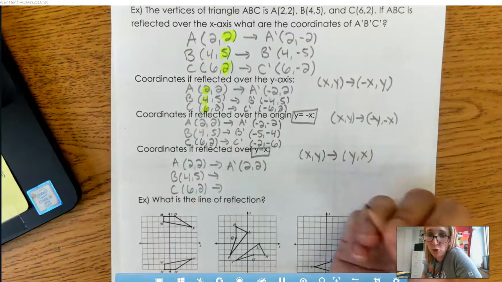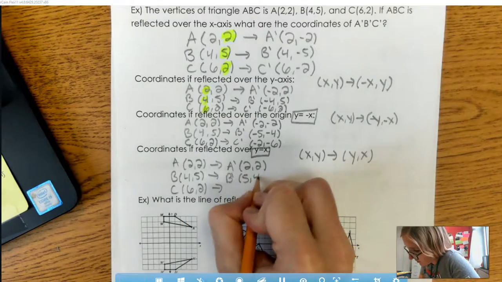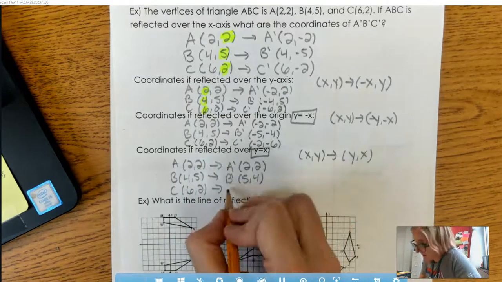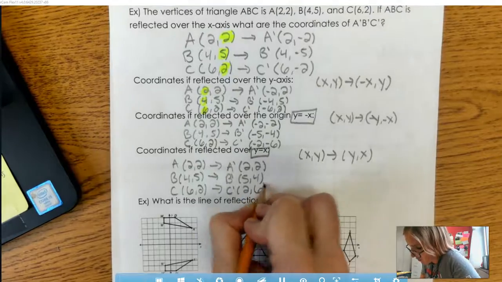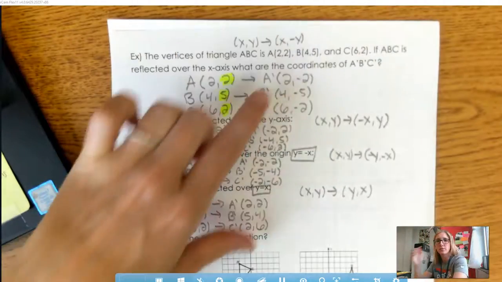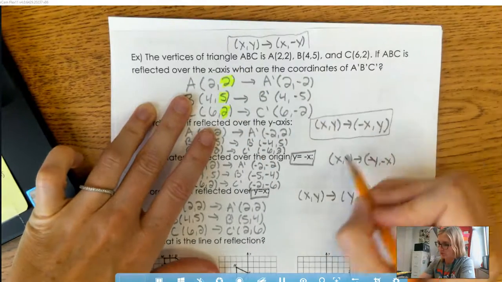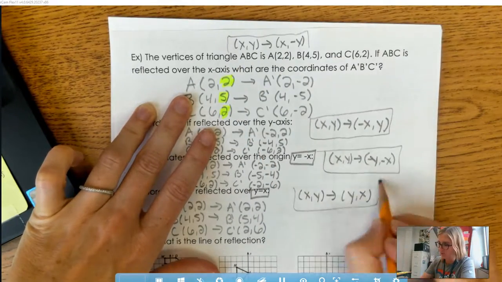So my a prime actually stays the same, 2, 2. My b prime is going to be 5, 4 because I flipped them. And the c prime is going to be 2, 6 because I flipped them. So these are the 4 major rules right here. And now you are confident in how to use them.